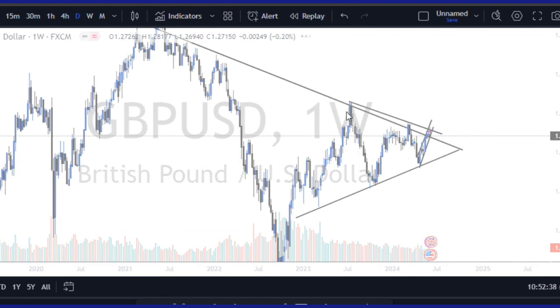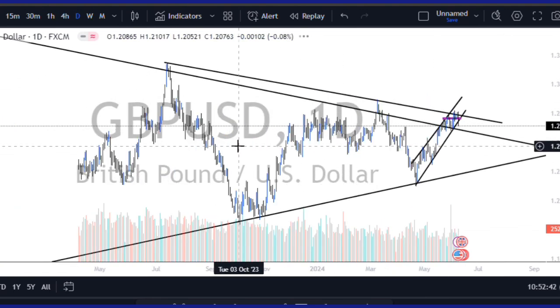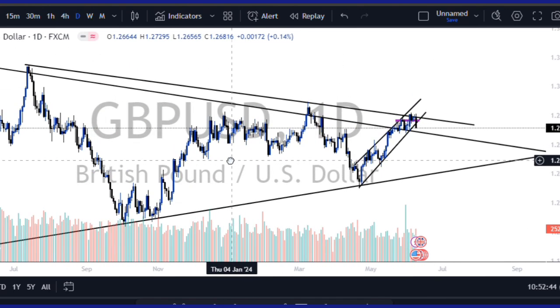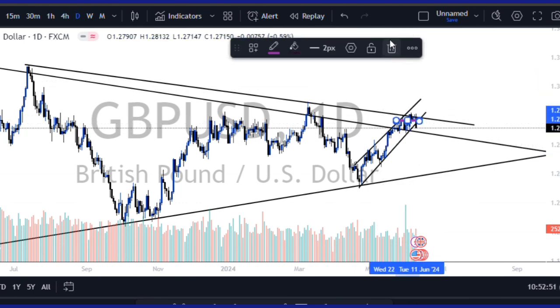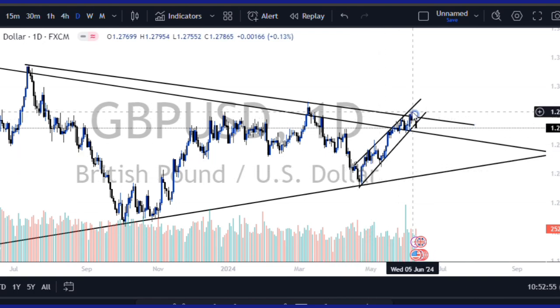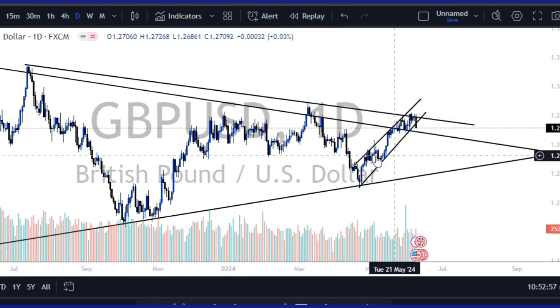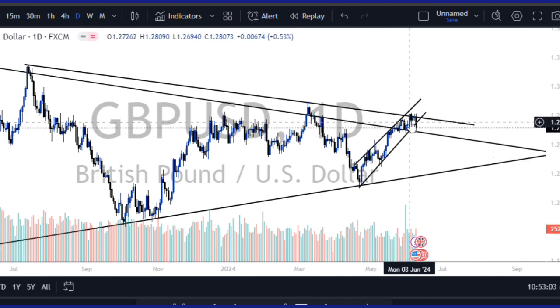Let me go to daily time frame. I just want to see the direction of this market. I just want to take a small time. I just don't want this video to be that long. So from here we saw this bullish, but on a daily time frame we are seeing this bullish on GBPUSD, and on DXY it was bearish.